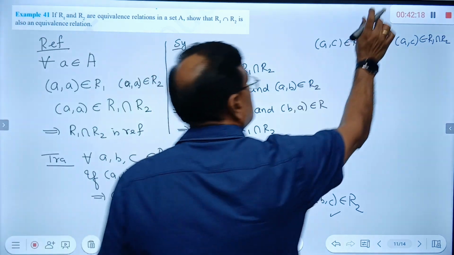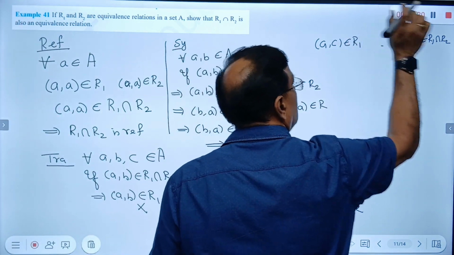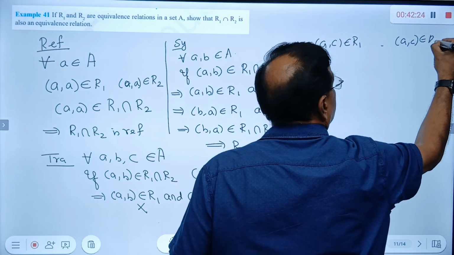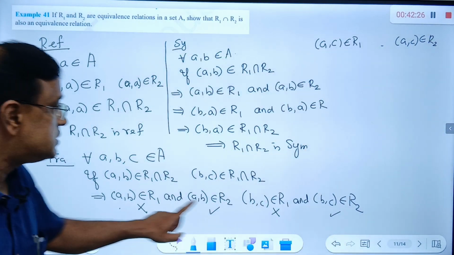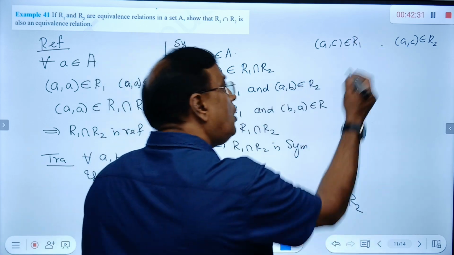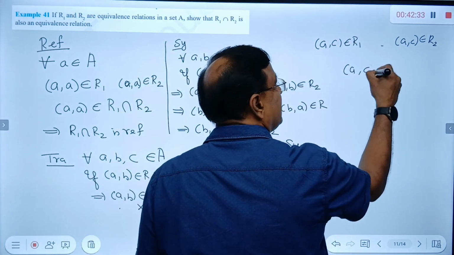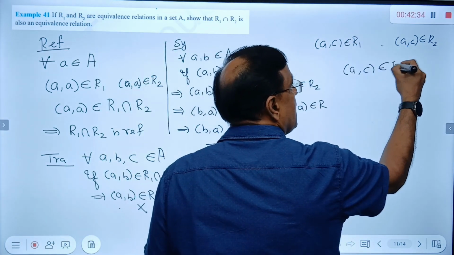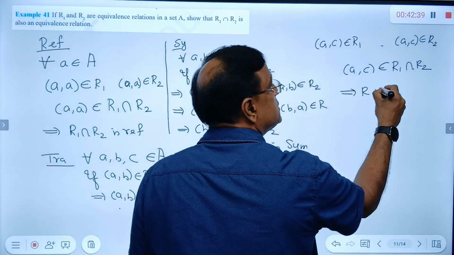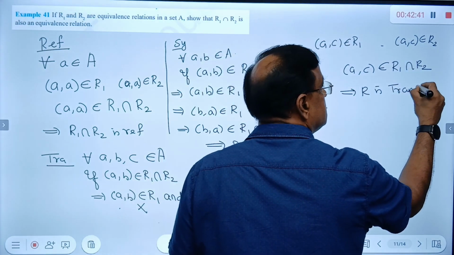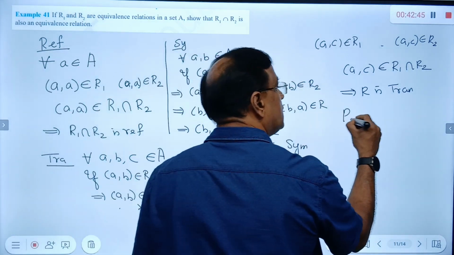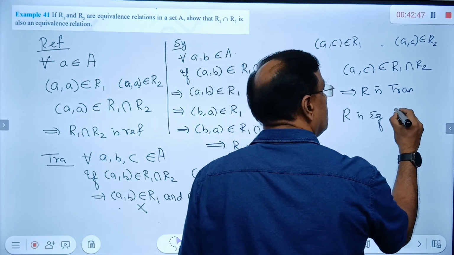In fact, let us go one by one. This is R1 and this is R2. From this statement it belongs to R1. From this statement it belongs to R2. Now you can say, I try to write together, not necessary, (a, c) belongs to R1 intersection R2. This implies R is transitive. Once it is reflexive, symmetric and transitive, R is what type of relation? It's an equivalence relation.